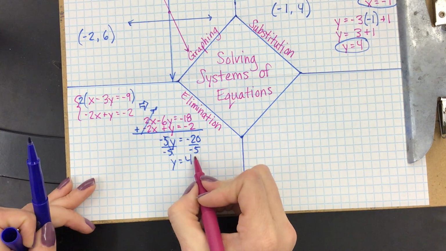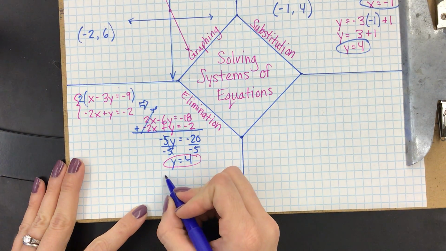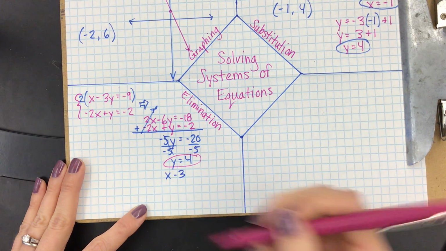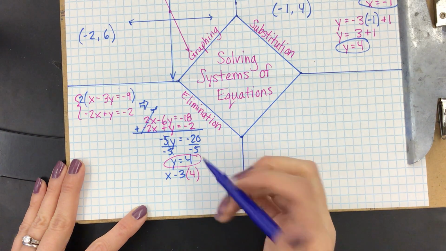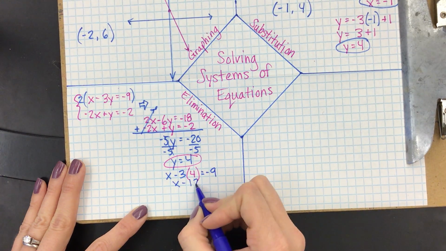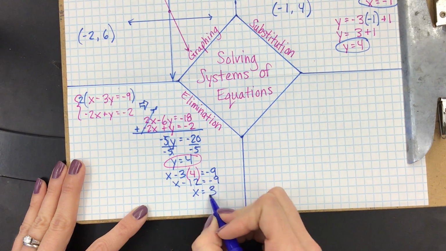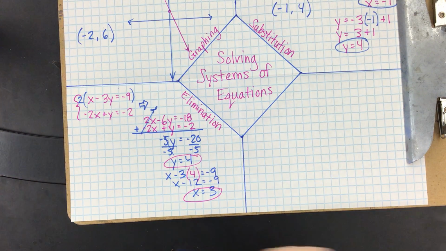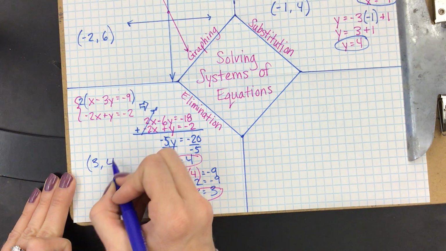Then we're going to take 4, plug it in for y in one of the equations. It doesn't matter which one. I'll just choose the first one. And x is equal to 3. So your solution to this system of equations, x is 3, y is 4.